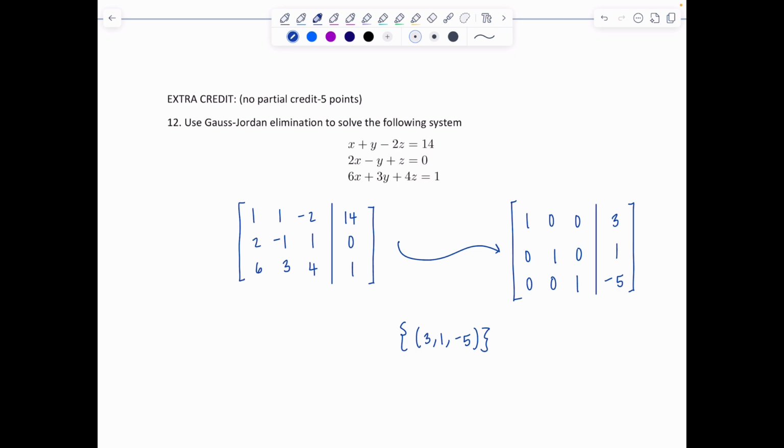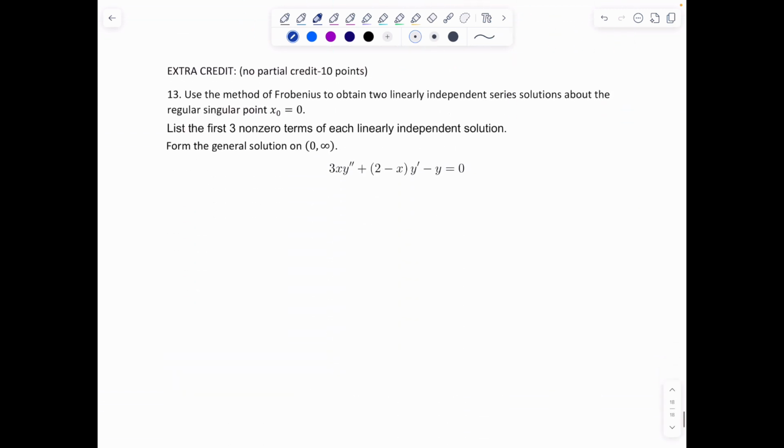Okay, last extra credit. Use the method of Frobenius to obtain 2 linearly independent series solutions about the regular singular point x0 equals 0. List the first 3 non-zero terms of each linearly independent solution and then form the general solution on the interval from 0 to infinity.